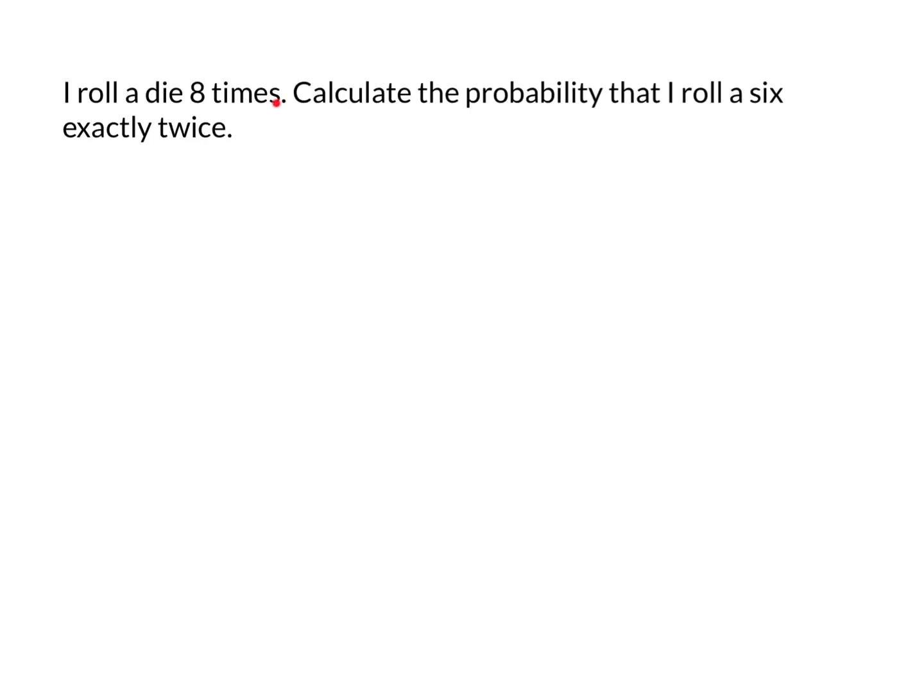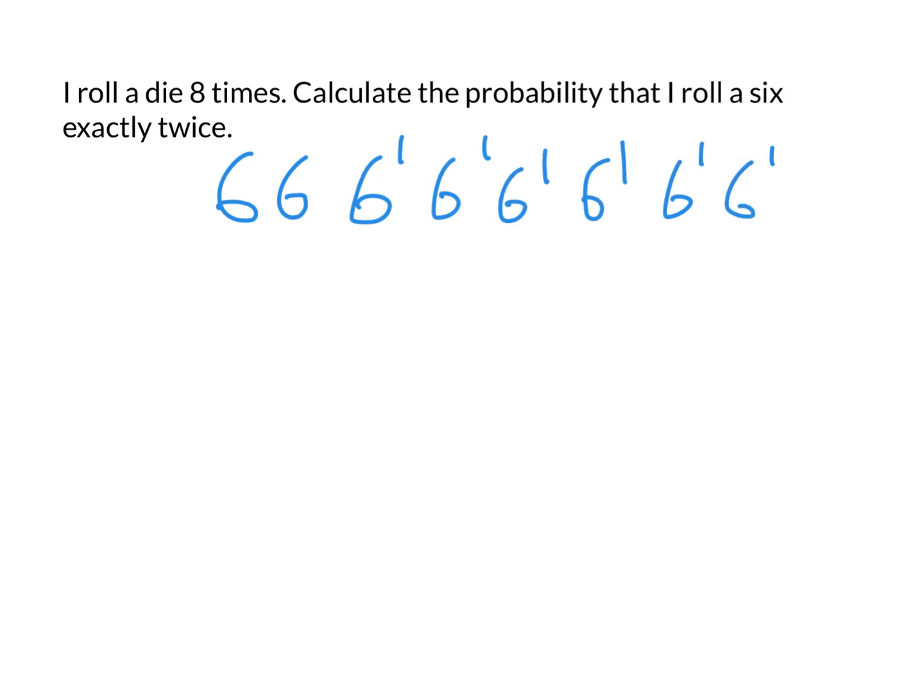All right, let's now look at one harder example. So I roll a die 8 times, calculate the probability I roll a 6 exactly twice. So we're looking for the probability I get something like a 6 and then a 6, 2 6s, and then I have all of these not 6s. What would be the probability that you get 2 6s in a row and then 6 not 6s? Well, it would be 1 over 6 to the power of 2 times 5 over 6 to the power of 6.